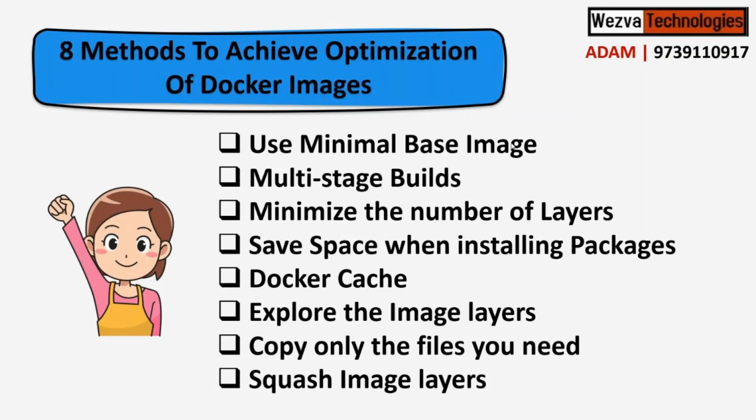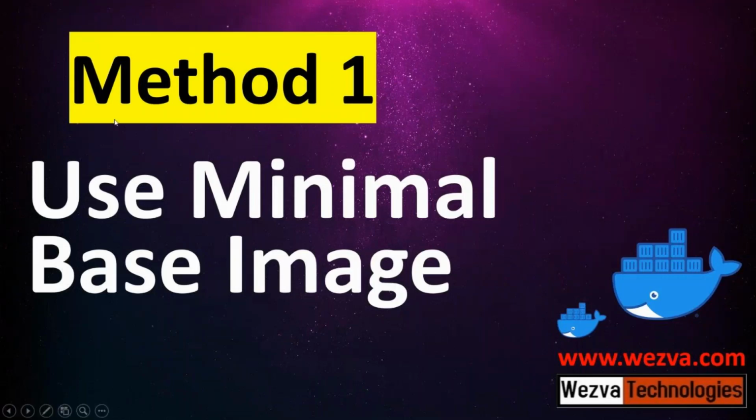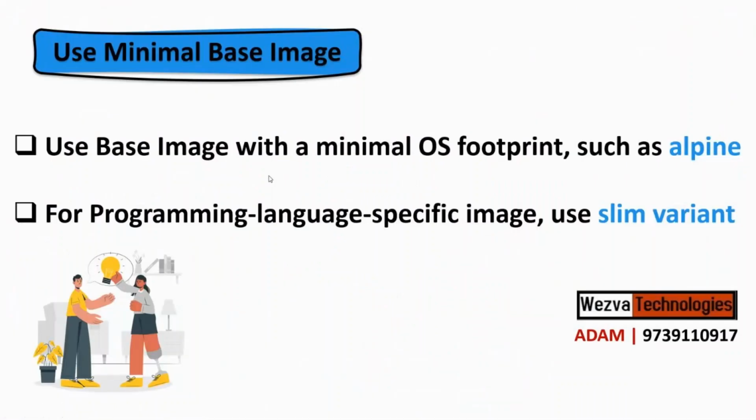All right, so the very first method: use the base image. But what kind of base image are you going to use? We're going to use a minimal base image. What does this mean? When you try to create your actual application image, if you just blindly take a base image which has unnecessary files and folders, that is going to cause the size of your image to be higher and also more vulnerable.